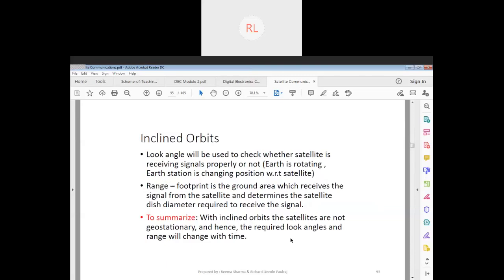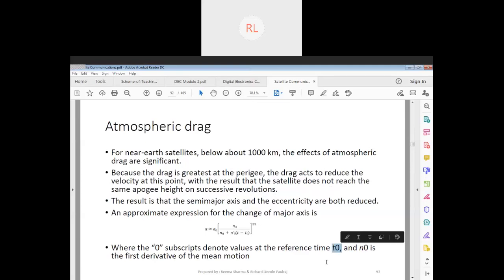Right. Okay. So because of this, the satellite does not reach the same apogee height on successive revolutions. The result is that the semi-major axis and eccentricity are both reduced. Why is it reduced? Because they both are dependent on the coordinates of apogee and perigee. Now, this is our expression where you can actually calculate, for your major axis, approximately, how you can calculate.